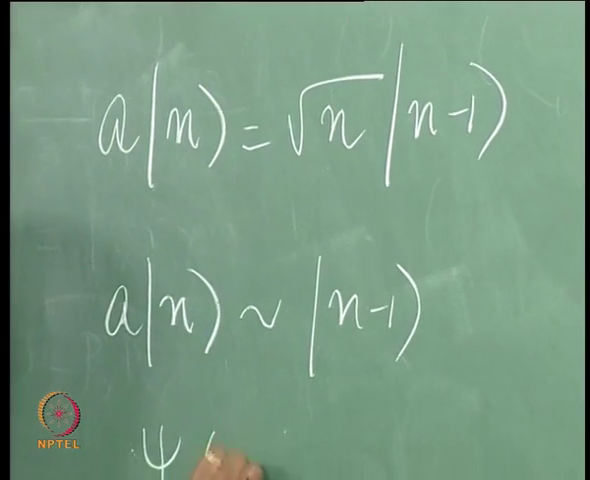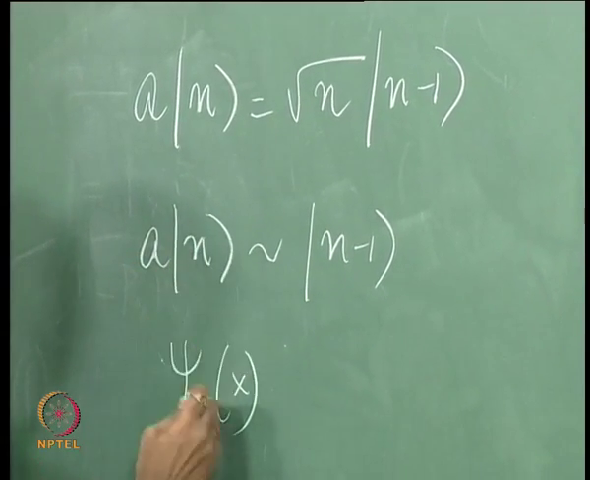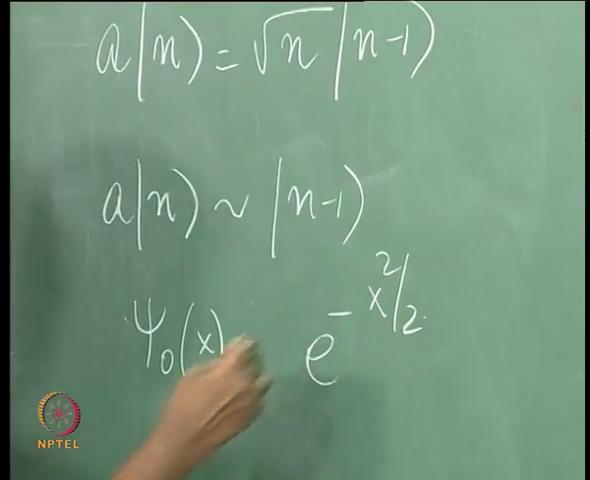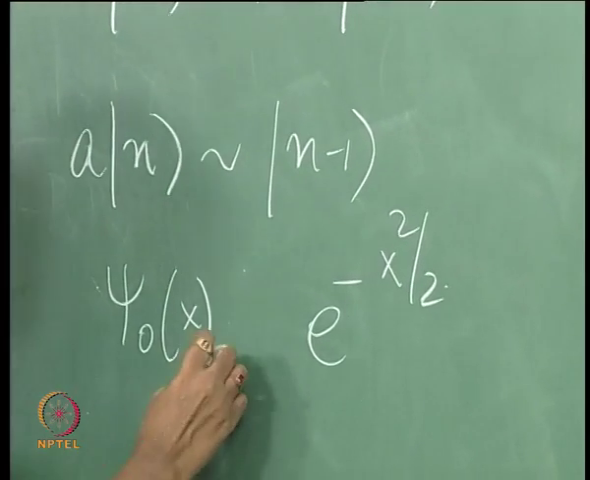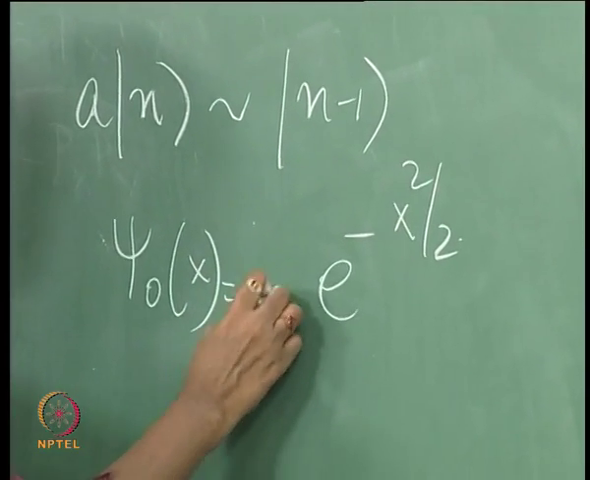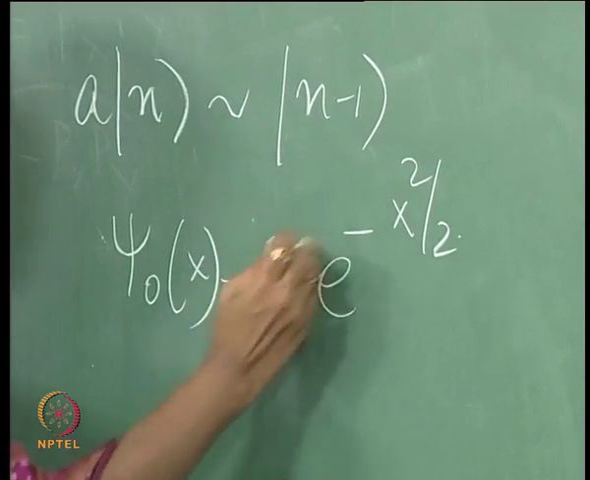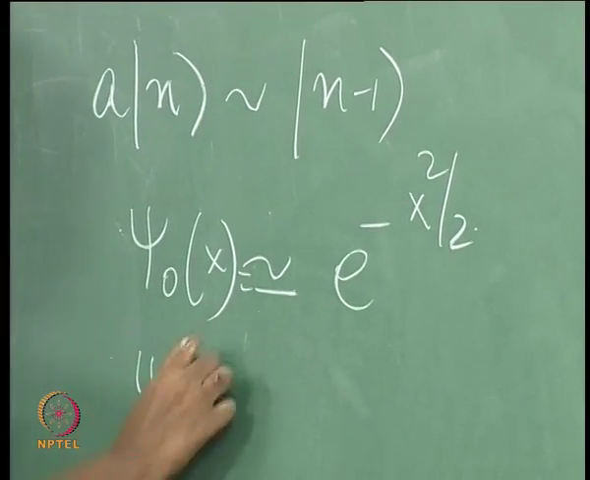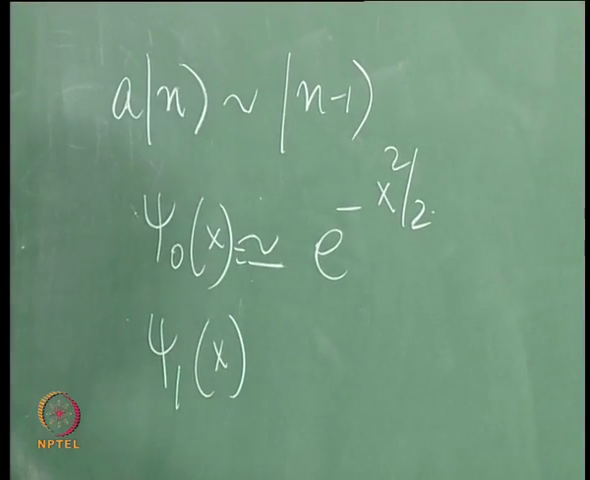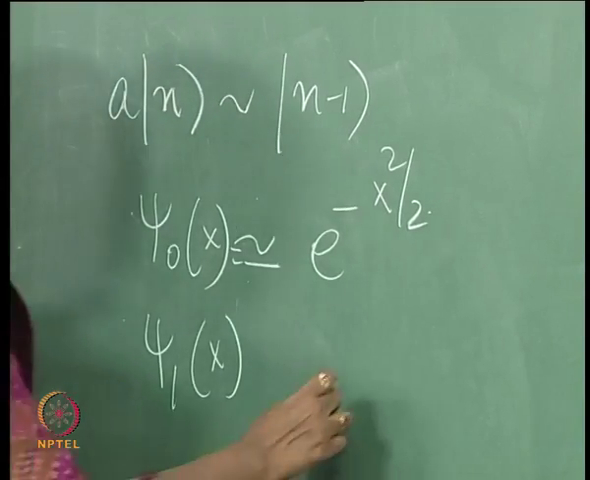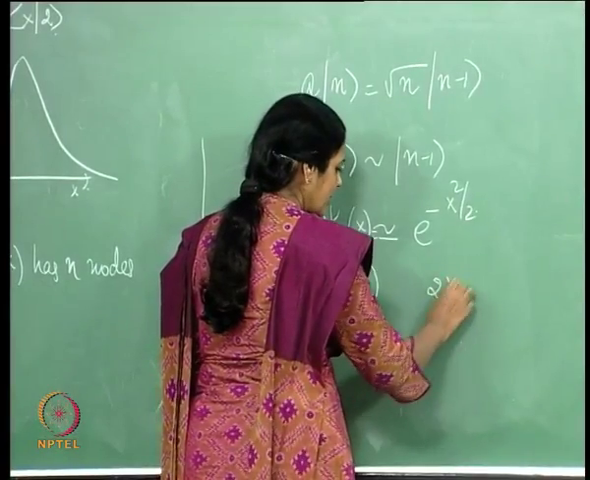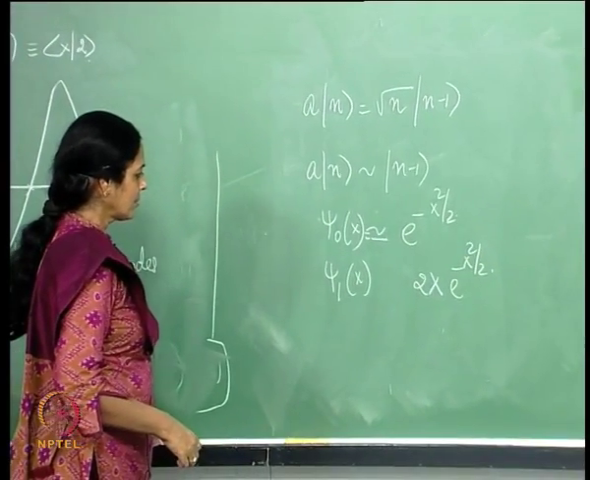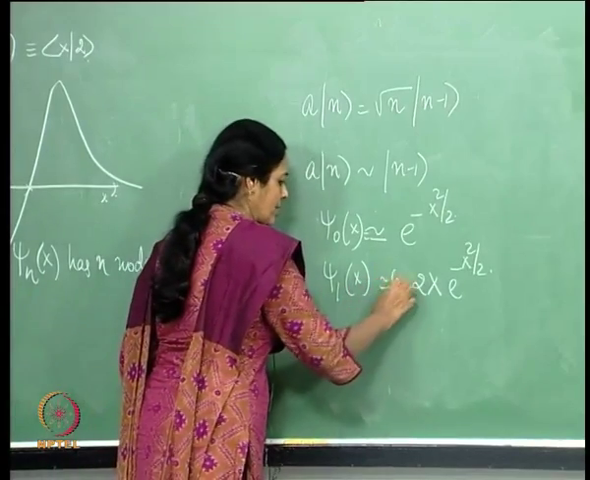I know that psi 0 of x, that corresponds to ket 0, is e to the minus x squared by 2. It is a Gaussian, and then there is a normalization which I will forget for the moment. Then psi 1 of x is the Hermite polynomial H1 of x, which is 2x e to the minus x squared by 2. That is again apart from normalizations.